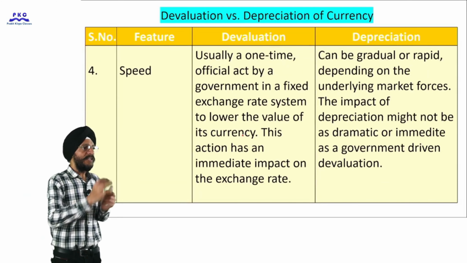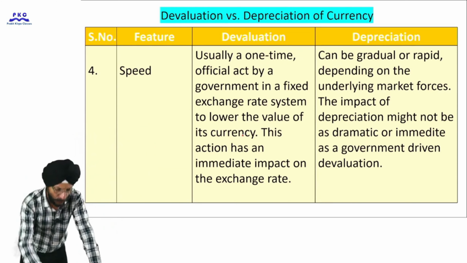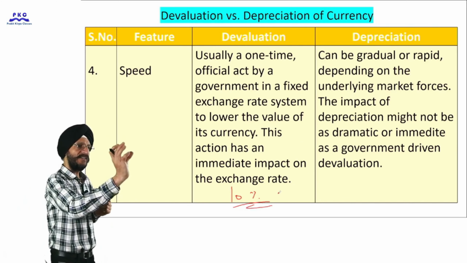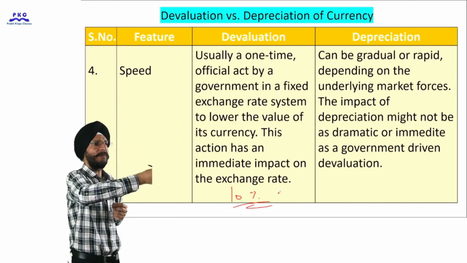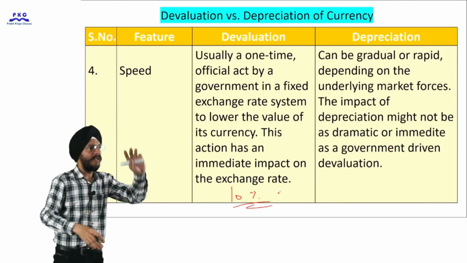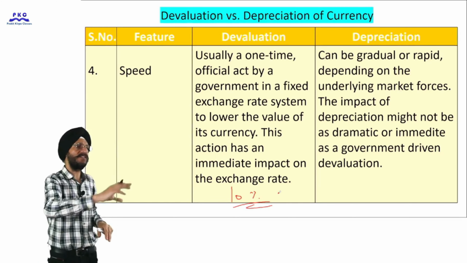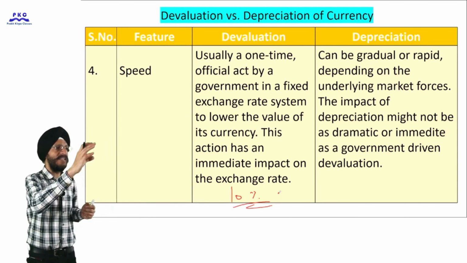Speed. Devaluation is a one-time exercise. The government may have decided that it wants a 10% reduction in the value of the currency. It is a one-time decision. The government of the country may decide any percentage, 1%, 2%, 3%. And this is a one-time devaluation of the currency, one-time reduction in the value of the currency. This action has immediate impact.